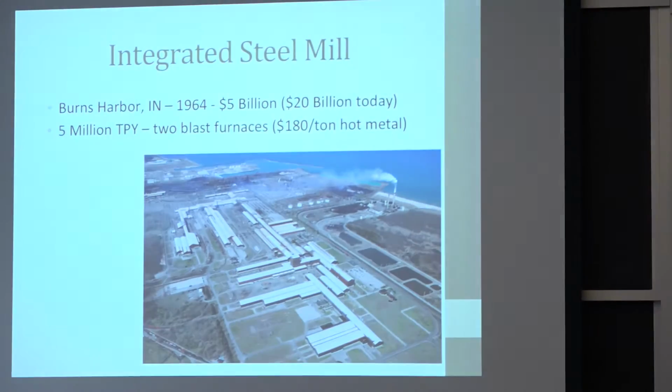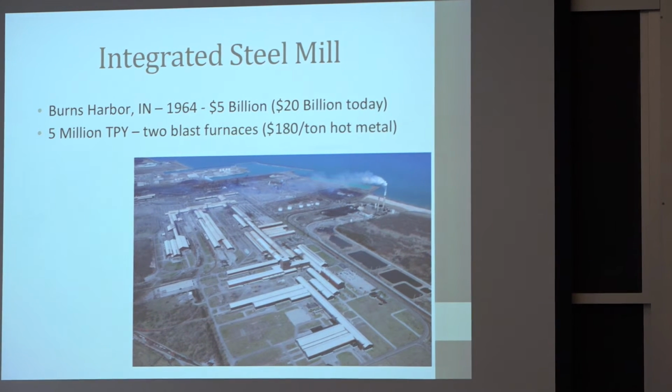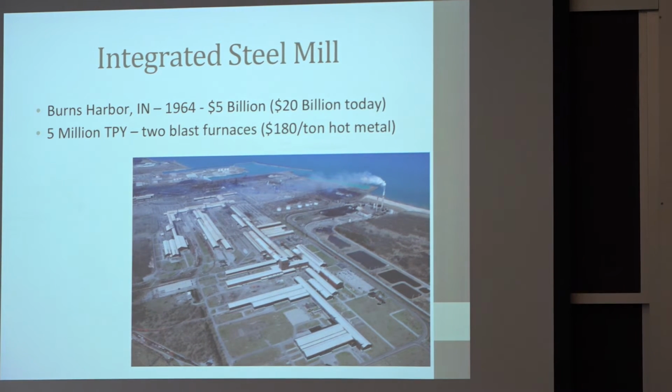But it turns out the cast iron cost you about $190 a ton for hot metal in the mid-70s. It still costs about that. The price hasn't gone up in spite of inflation because they've gotten more energy efficient and whatnot. But keep that number of $180 a ton for the hot cast iron in your mind.